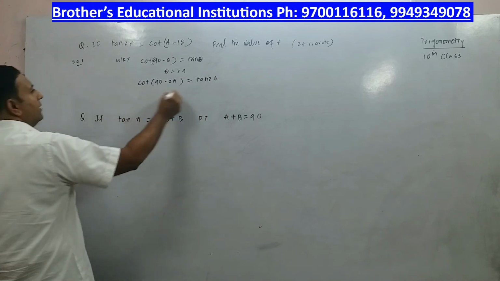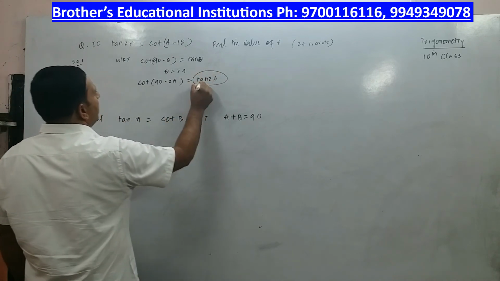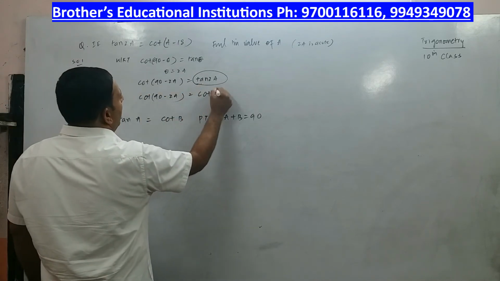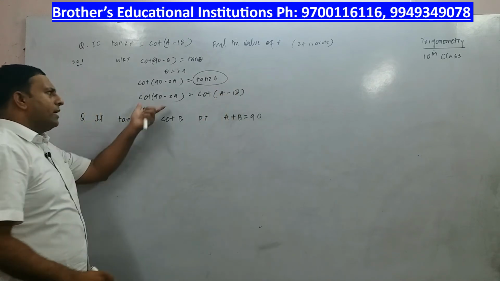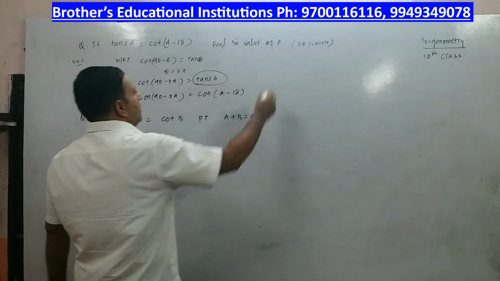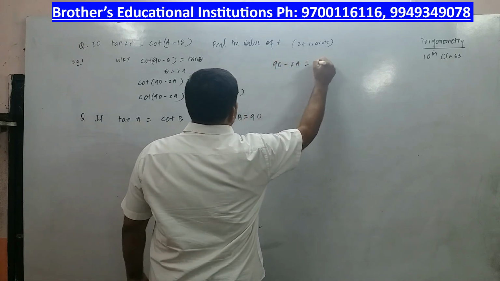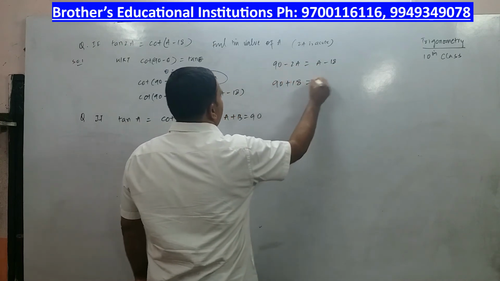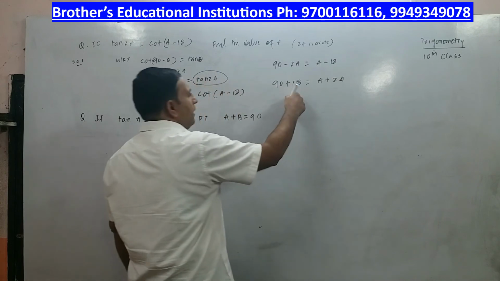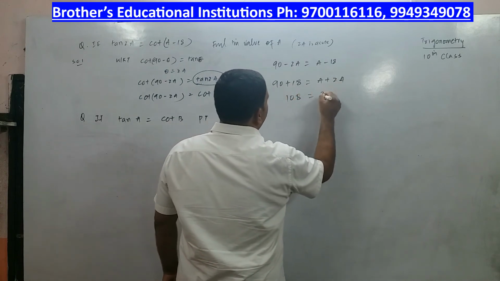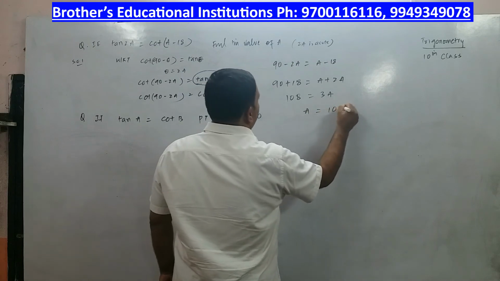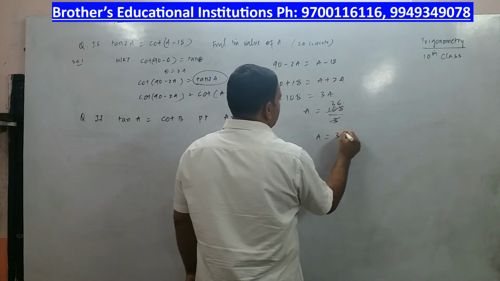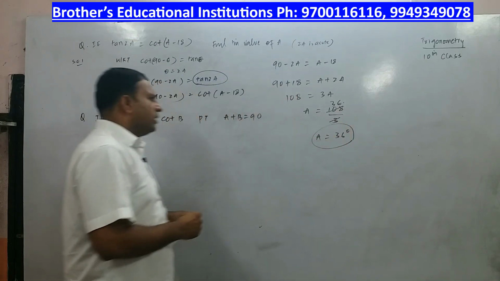But what is tan 2a given to you? Tan 2a is equal to cot of a minus 18. So cot of 90 minus 2a is equal to cot of a minus 18. Obviously you will get 90 minus 2a is equal to a minus 18. Now minus 18 will come to this side. 90 plus 18 is equal to a plus 2a. What is 90 plus 18? 108. What is a plus 2a? 3a. So a is equal to 108 by 3. 3 ones are 3, 3 sixes are 18, so a is equal to 36 degrees.